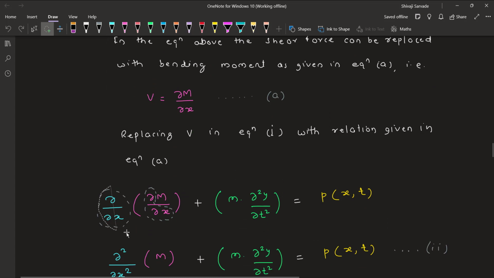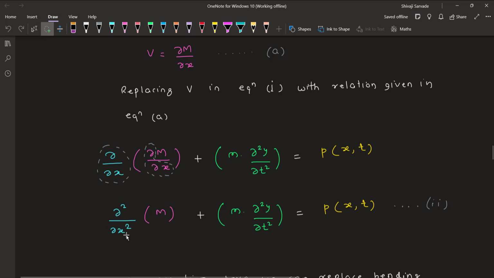So this ∂/∂x comes out and we are replacing this V by ∂M/∂x, and rest everything is the same, m into ∂²y/∂t². The right hand side has the external force p(x,t). Now here, if you see, this ∂/∂x and this ∂/∂x get multiplied and it becomes ∂²/∂x² of M. So this is the product of these, and rest everything stays the same.